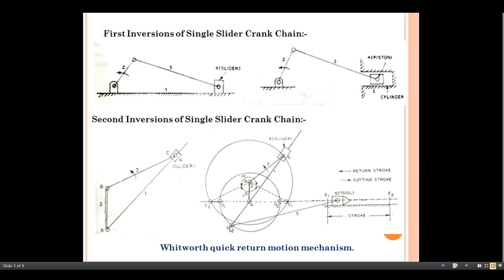At the same time, this will start moving in the anti-clockwise direction. Anti-clockwise direction means you look at the other points: C1 starts moving from C1 to C. So what about this mechanism? First of all, I'll give an explanation regarding the same. The basic mechanism is here, the single slider crank chain.